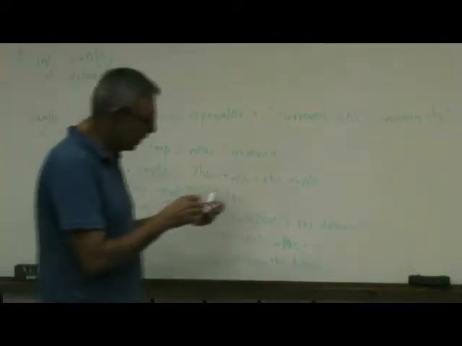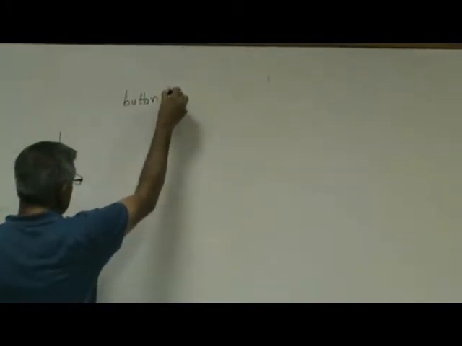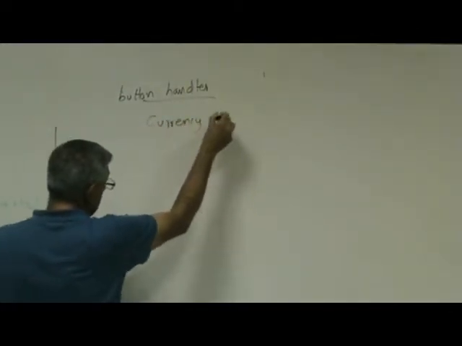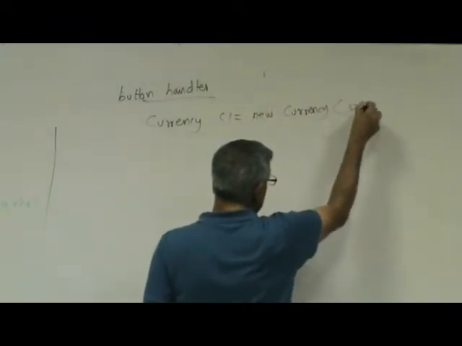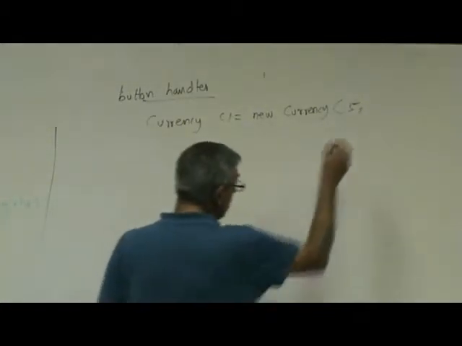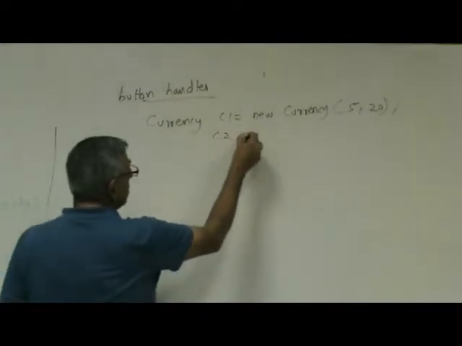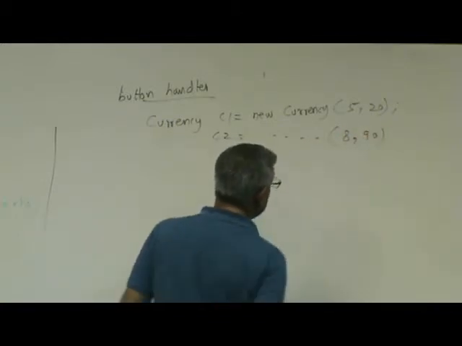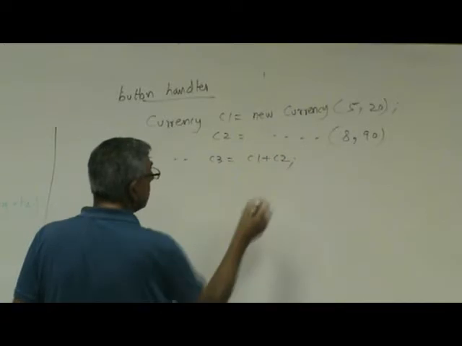So to clarify what is left hand side, what is right hand side, okay, so your test code will look something like this. You will do in some kind of a button handler. You will say currency, let's say C1 equal to new currency, $5, 20 cents, right? Currency C2 equal to, let's say, $8, 90 cents, okay? So then if you did currency C3 equal to C1 plus C2, right?